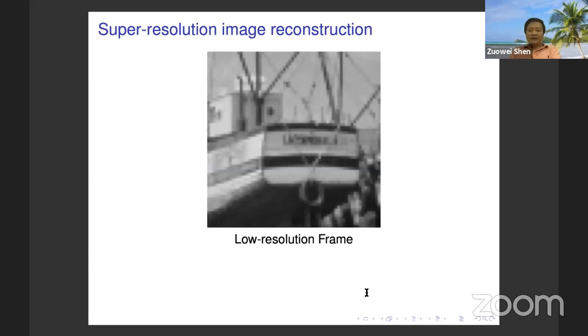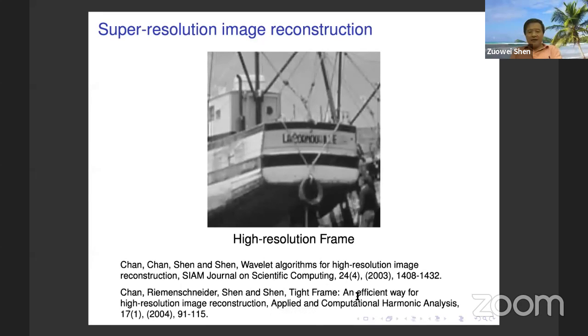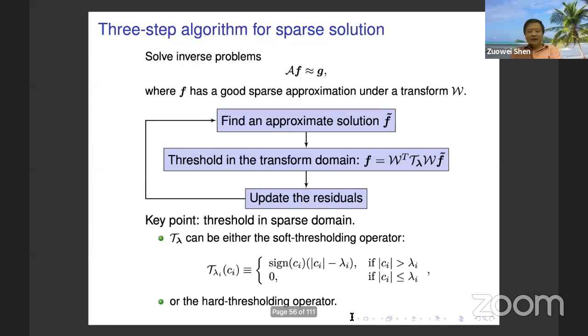This is what I did, the first project I did. This is super resolution image reconstruction. You have lower resolution images, maybe several pieces, and you want to recover the high resolution. This is the first paper I did on imaging, and the first paper where I applied wavelets to image restoration. And in this paper, our algorithm is exactly this algorithm.